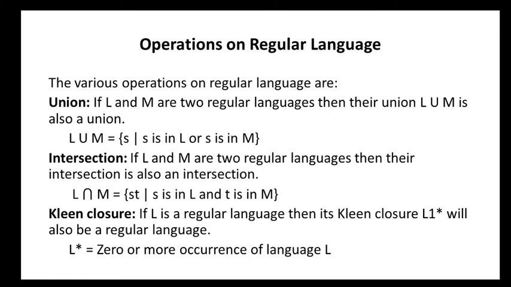The intersection operation: if L and M are two regular languages, then their intersection is also a regular language. That is, L intersection M is equal to ST, where S is in L and T is in M. Next operation is the Kleene closure operation. If L is a regular language, then its Kleene closure, L star, will also be a regular language. For example, L star is equal to 0 or more occurrences of the language L.